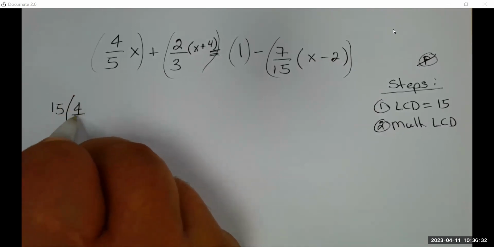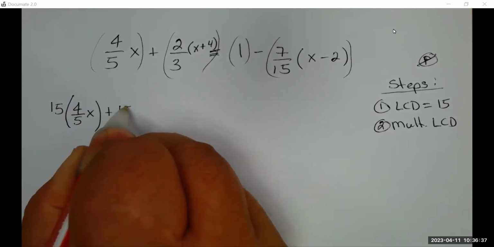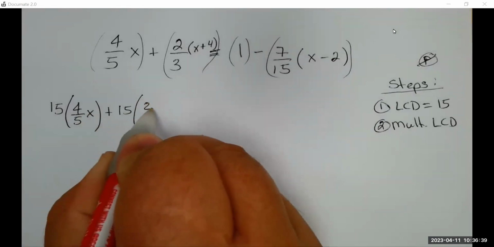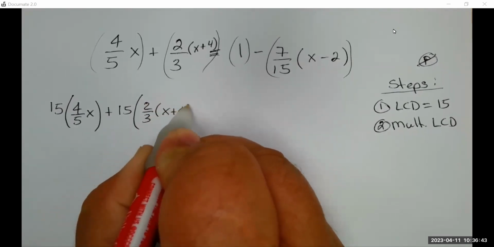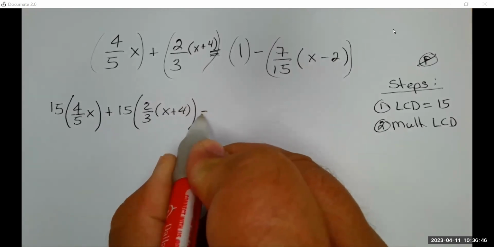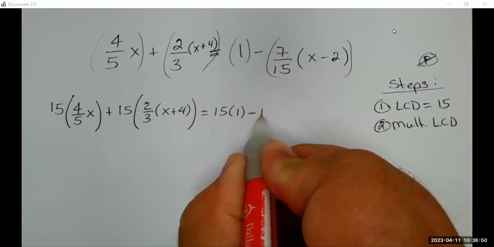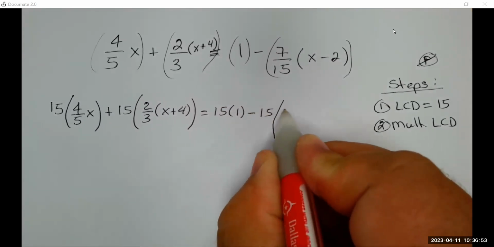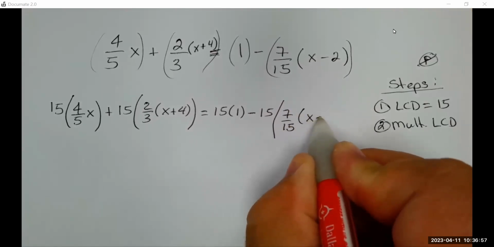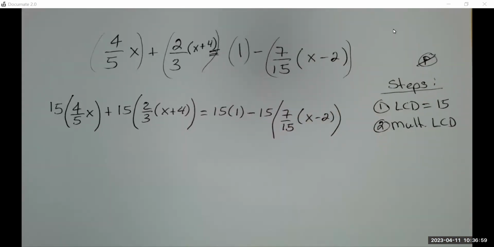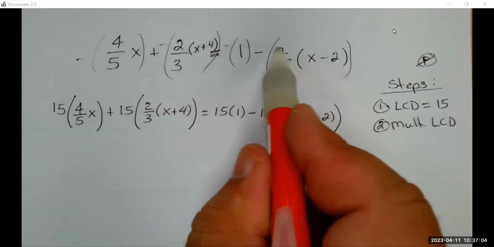15 times 4/5x plus 15 times 2/3 times x plus 4 equals 15 times 1 minus 15 times 7/15 times x minus 2. I'll just put 15 in front of each of these terms.